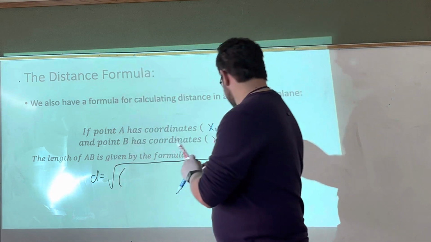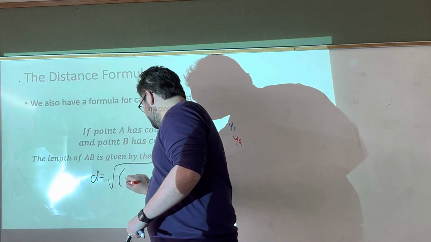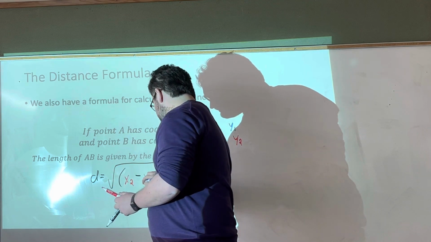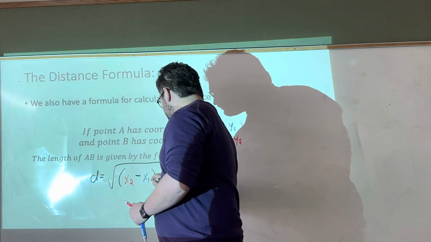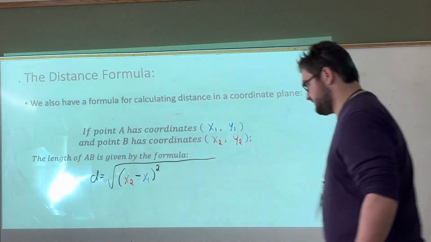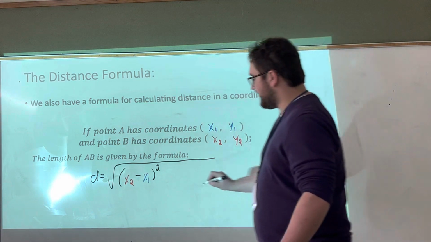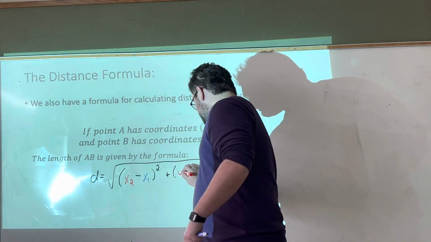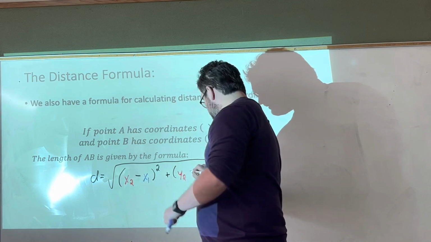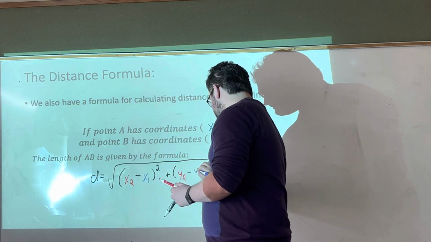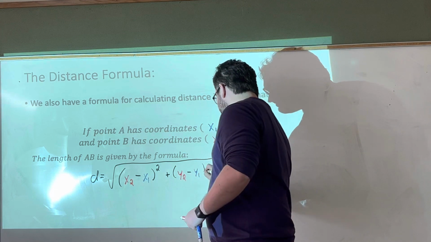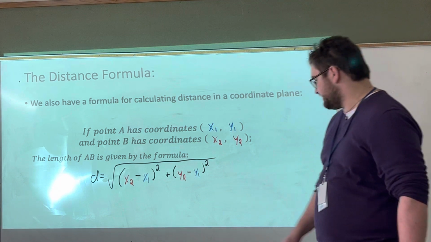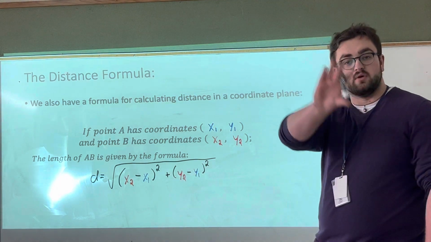The square root of x2 minus x1, and then you are going to take that quantity squared, plus the second quantity, y2 minus y1, squared. So what I want you thinking here is x minus x squared plus y minus y squared. And then you're going to take the square root of the whole thing.